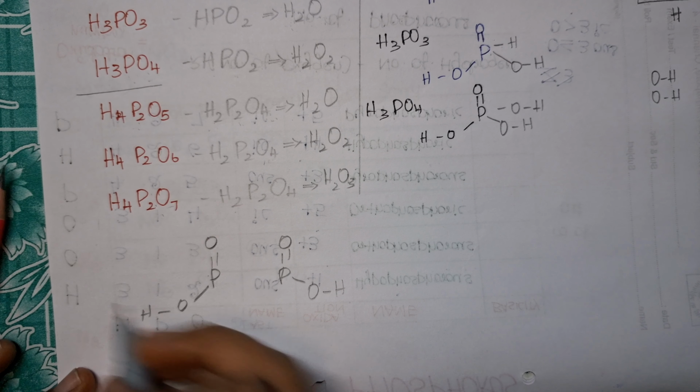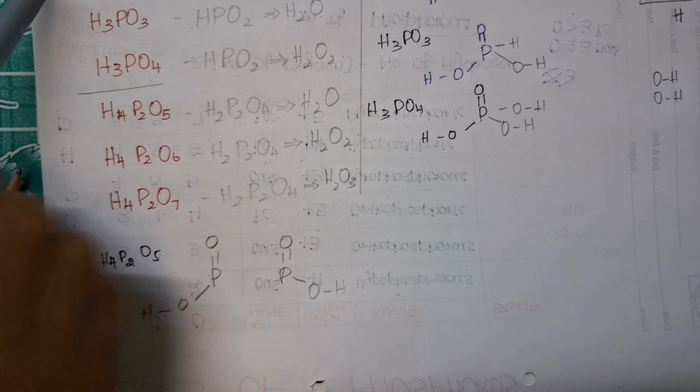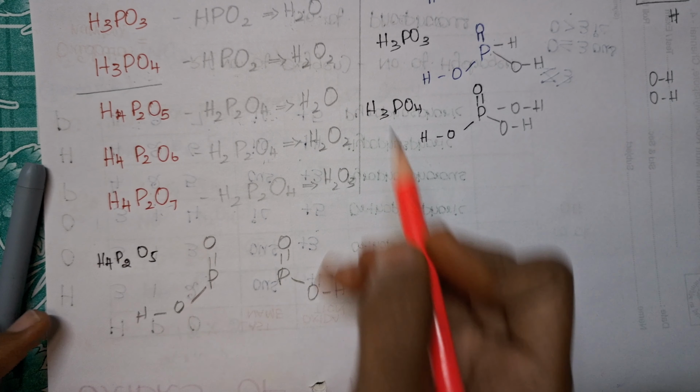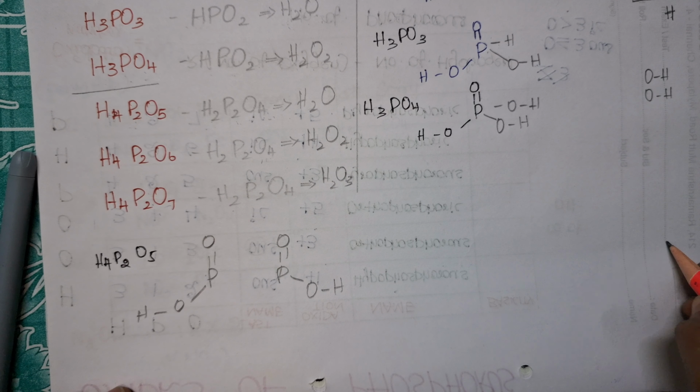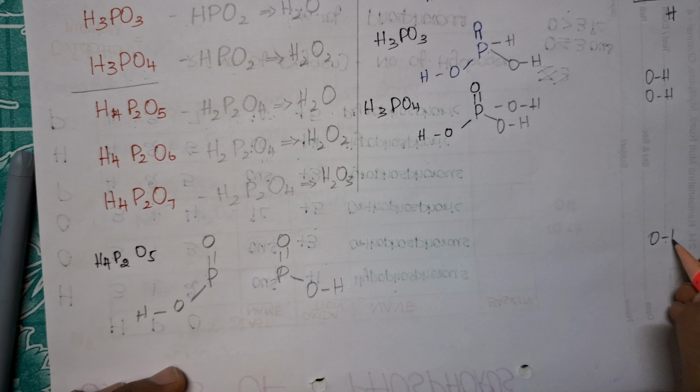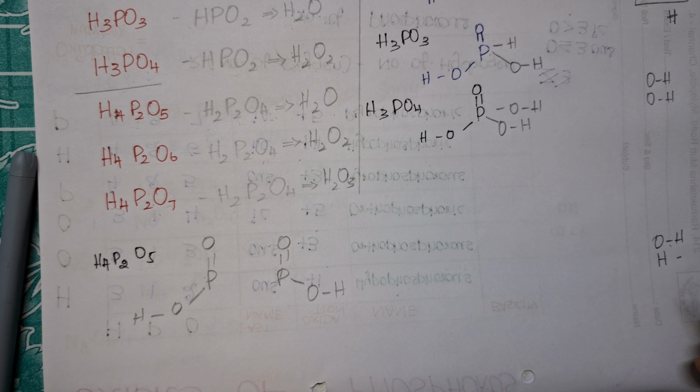Now we will calculate for H4P2O5. What we need to add to this atom? We need to add your H2O. So 1 OH we can add and 1 H we can add. Am I right?